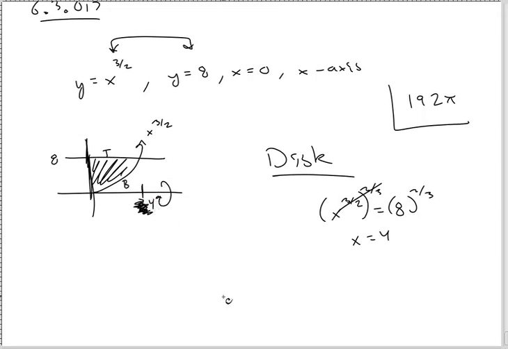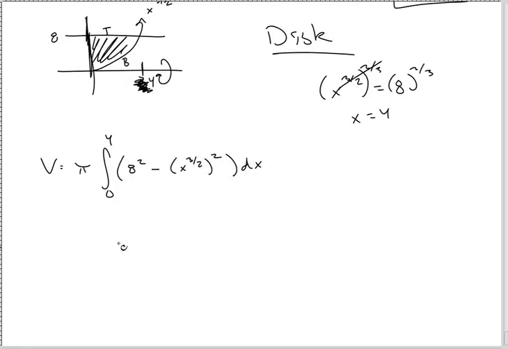Okay. Cool. So then disk method says my volume is equal to pi, 0 to 4, of top squared minus bottom squared. This is top, this is bottom, 8 squared. X to the 3 halves is my bottom, all squared, dx.